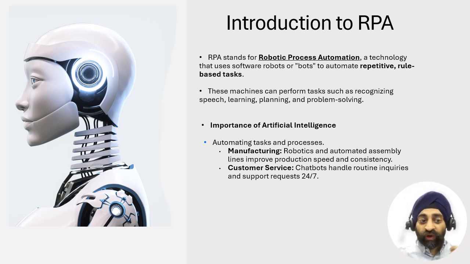So in every environment, we will first try to identify the repetitive tasks, and then we'll see how we can automate them using RPA. But for now, I think it is very clear what robotic process automation is: anything which can be automated using bots, and those are repetitive and rule-based tasks.